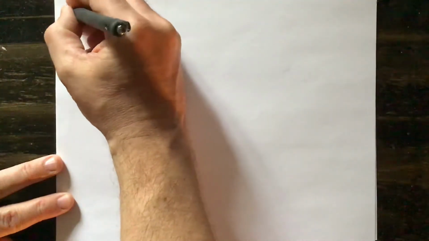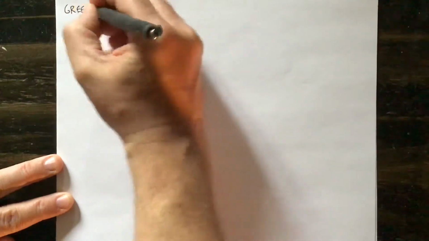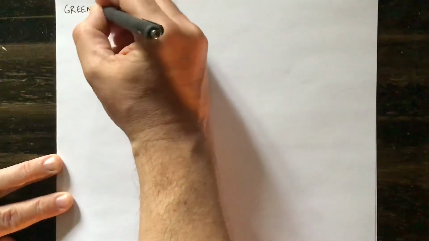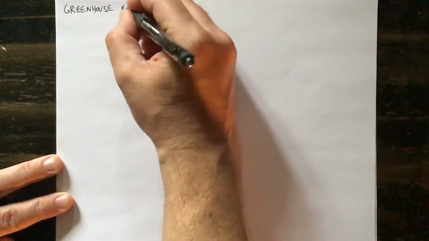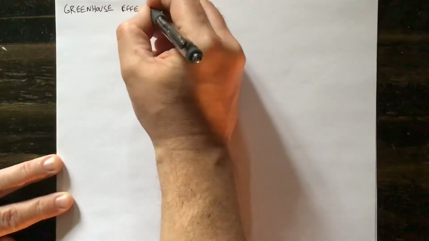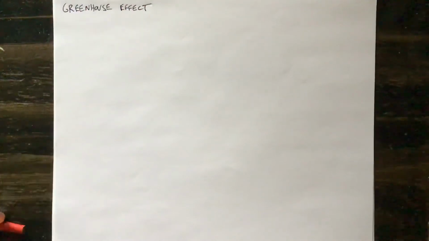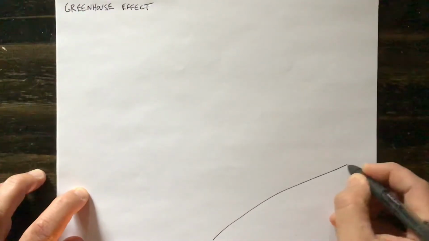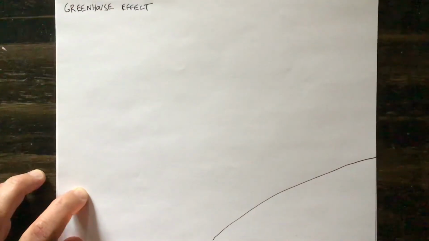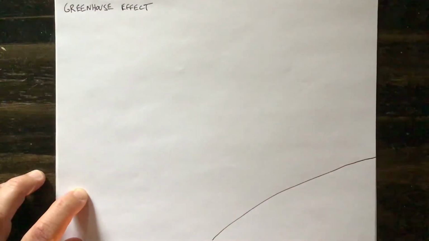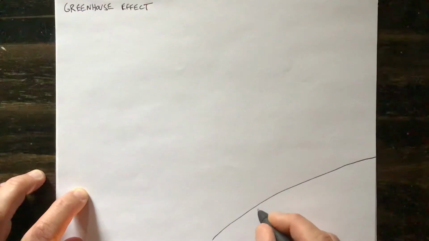In this assignment, you're going to write what I write and draw what I draw. And the name of this page is going to be Greenhouse Effect. And the first thing I want you to draw is a line like that, and that's going to represent the Earth.